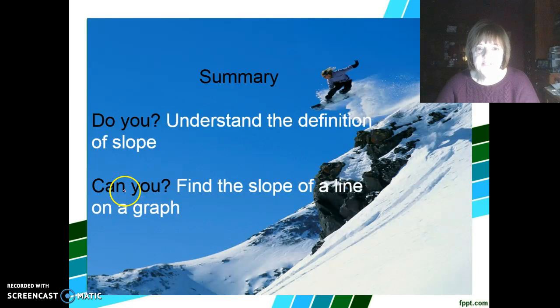So, in summary, do you understand the definition of slope? I hope so. If you don't, go back and watch this again. Also, can you find the slope of a line when I give you a graph? If you can't, if you're not sure, go back and watch this again so that you know for sure you can.